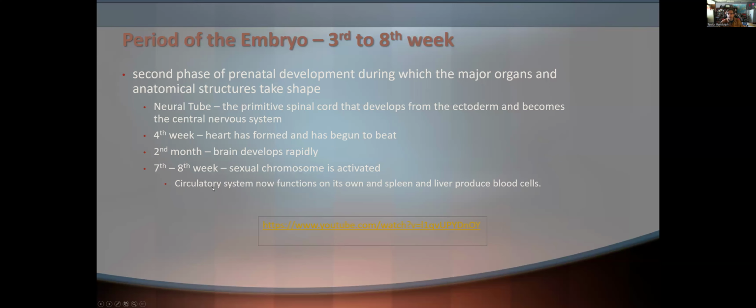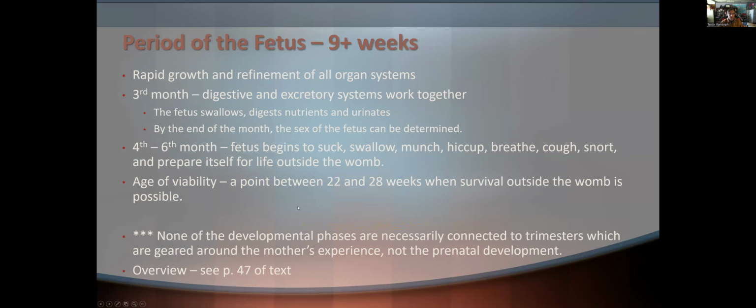This allows development of male or female, and there are 1 in 100 births where there's ambiguity in sex. So with sexual development, 1 out of 100 births have some genetic differences where there are characteristics of both sexes. The circulatory system now functions, and the spleen and liver start to produce blood cells. I'd recommend you play the videos, they help.